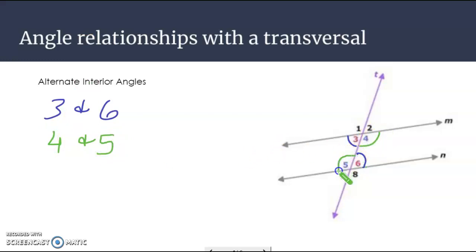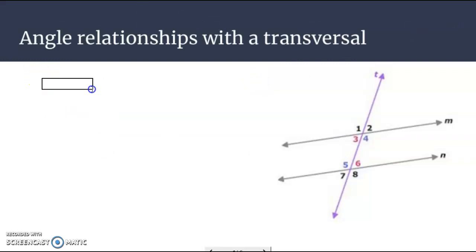Alternate interior. Interior because they're on the inside of the two parallel lines, and alternating as in they alternate on either side of the transversal. And once again, alternate interior angles, just like corresponding, angle measures are the same. Angles 3 and 6 have the same measure. Angles 4 and 5 have the same measure. Alternate interior angles.